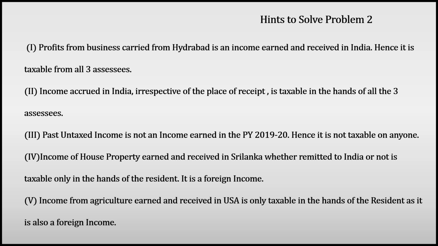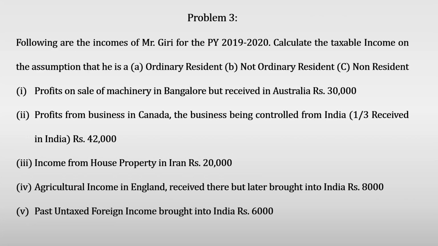The third problem is: following are the incomes of Mr. Giri for the previous year 2019-20. Calculate the taxable income on the assumption that he is an ordinary resident, not ordinary resident, and a non-resident. So again, for all the three they are asking.